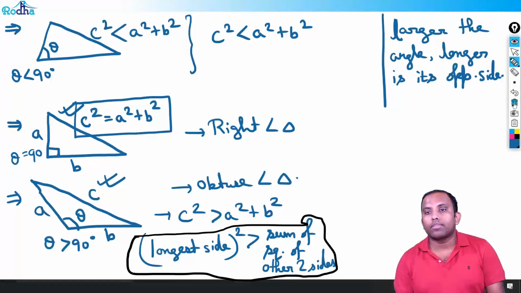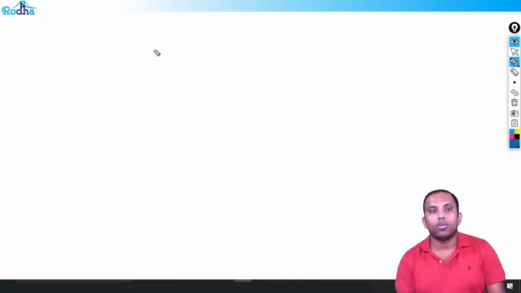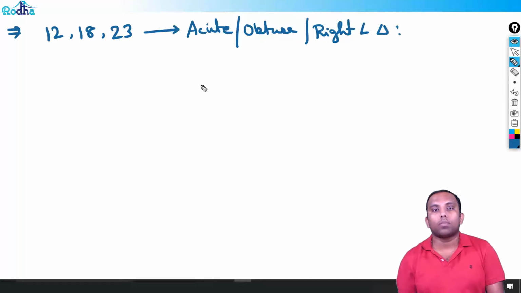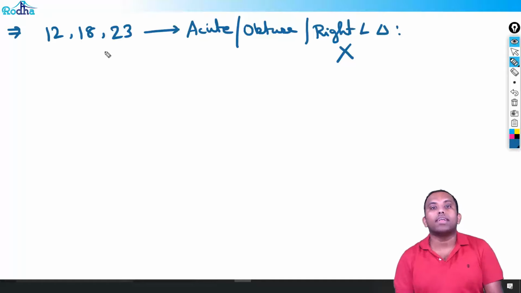So let's do some examples here. Now we need to check what kind of triangle 12, 18 and 23 is: acute, obtuse or right angle triangle? Now you can sense it, this is obviously not a right angle triangle because it doesn't follow any triplet.